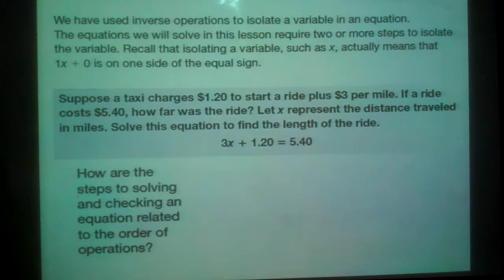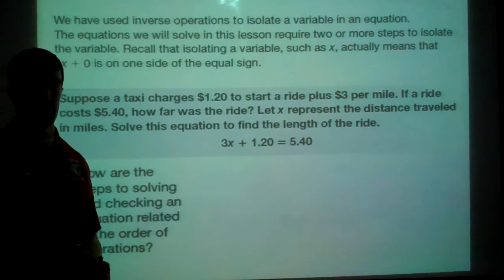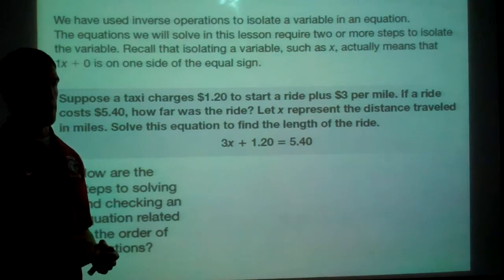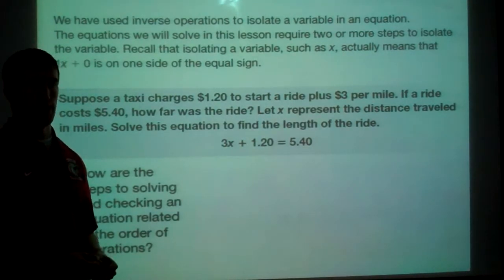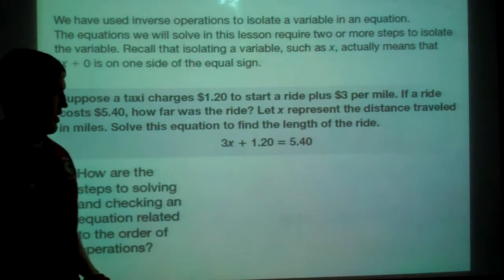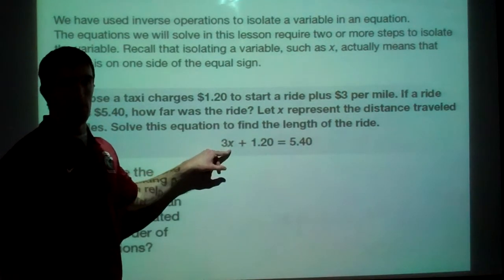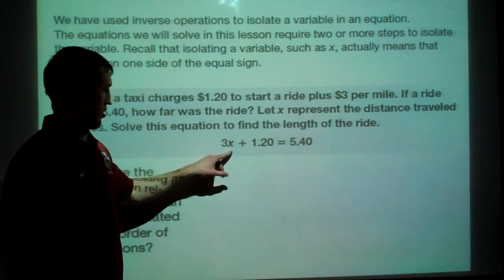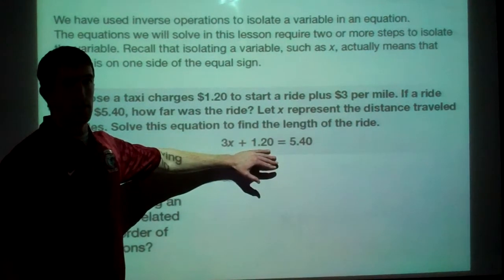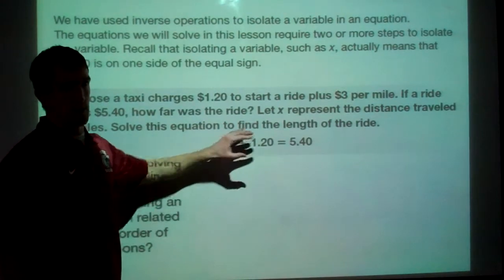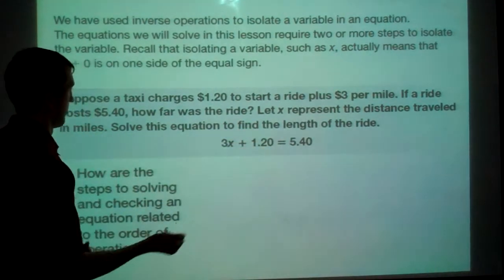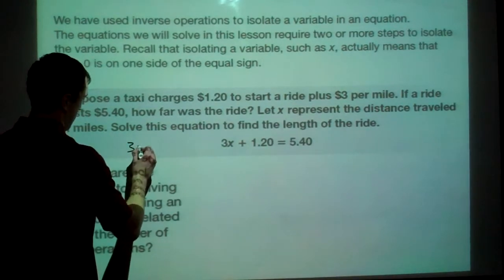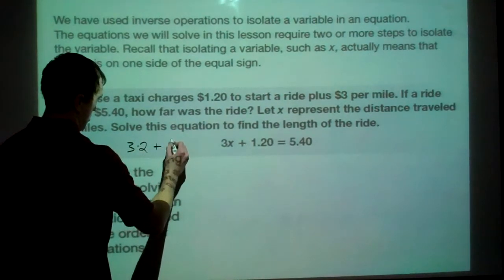Okay, one question I wanted to bring up says, how are the steps to solving and checking an equation related to the order of operations? Normally our order of operations is solve parentheses first, something inside the parentheses, then exponents, then multiply, divide, add, or subtract. Okay? When you're solving for a variable, the order of operations is backwards. Notice how we subtracted first, and then we divided. Where normally if we were solving something, like let's say it was 3 times 2 plus 1.